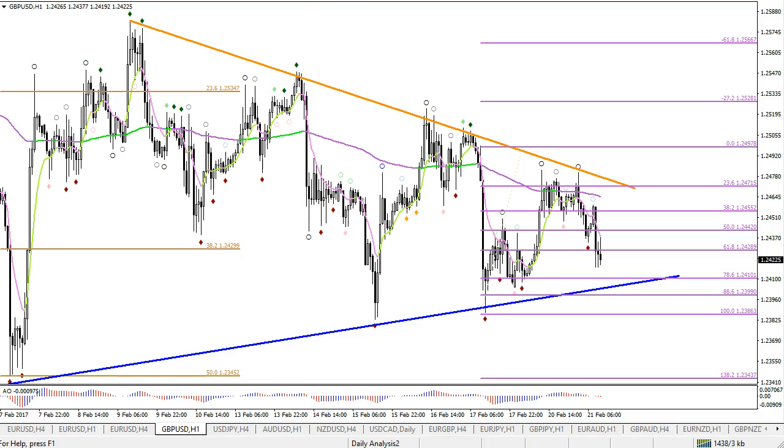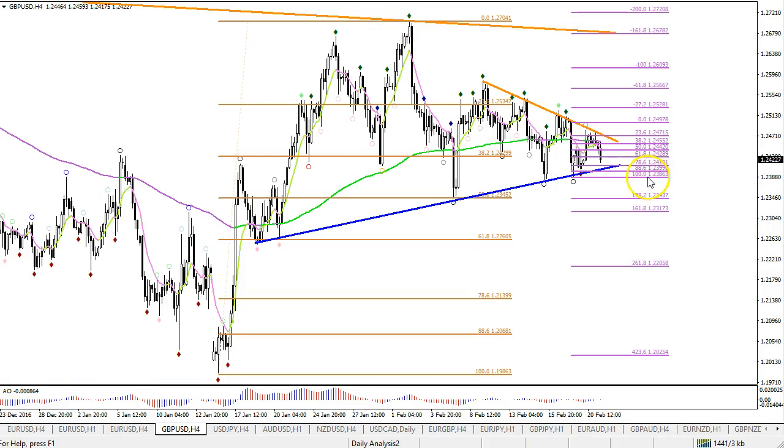Moving to the pound. Pound is in a massive contracting triangle. I am waiting for the contracting triangle to break on the 4-hour chart. I'm waiting for a 4-hour candle to post and break below the support line, the blue line, or break above the orange line and resistance line. The candle needs to be sizable, pretty big.